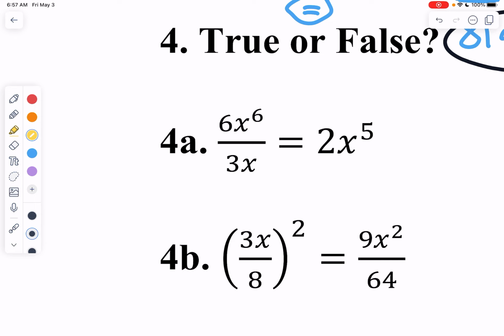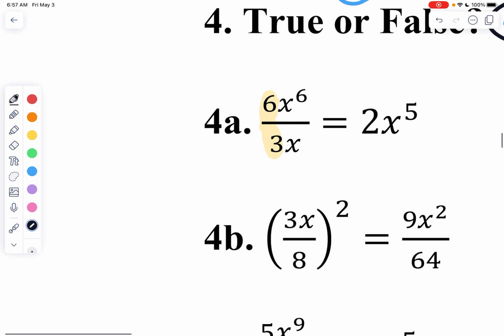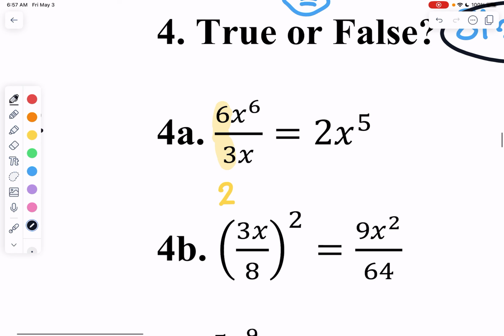The first step is to take care of these coefficients, so the 6 and the 3. So I want us to think, well, what would we do if we just had a normal fraction like this? Well, we would just divide these numbers like normal, right? That's exactly what happens here. So 6 divided by 3, just like normal, is 2. Okay? The x's is where I do my exponent rule because I have x to the power of 6 and x to the power of, since there's nothing there, it is a 1.